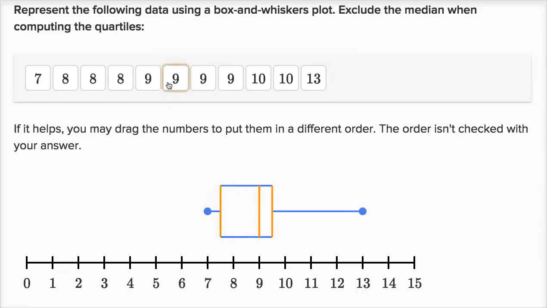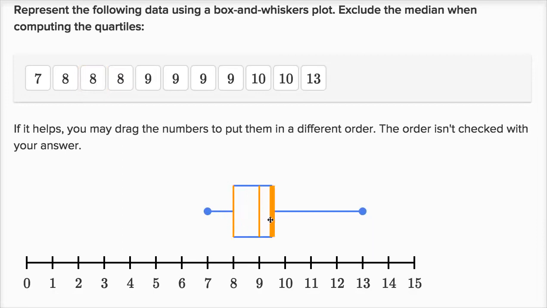And now we need to figure out what number is the median of the numbers in this bottom half? And they told us to exclude the median when we compute the quartiles. So this was the median. Let's ignore that. So let's look at all of the numbers below that. So this 9, 8, 8, 8, and 7. So we have 5 numbers. What's the median of these 5 numbers? Well, the median is the middle number. That is 8. So the beginning of our second quartile is going to be at 8 right over there.